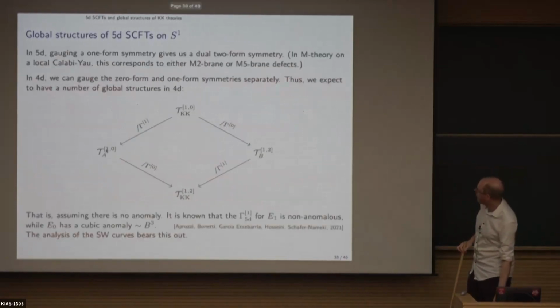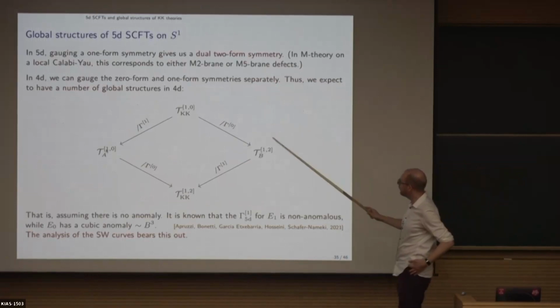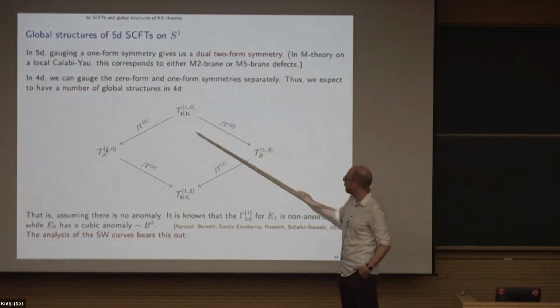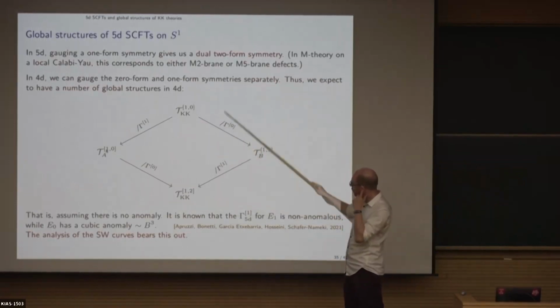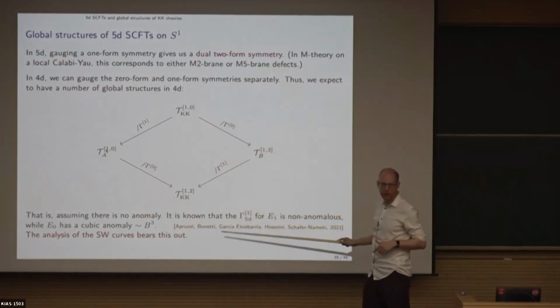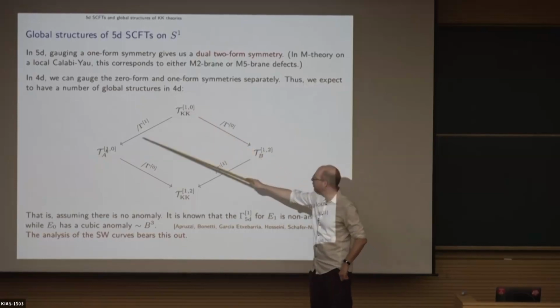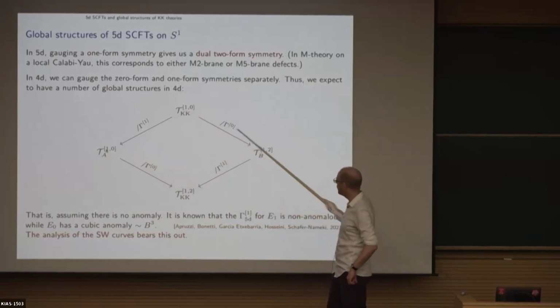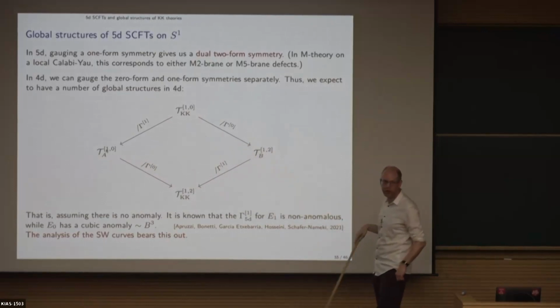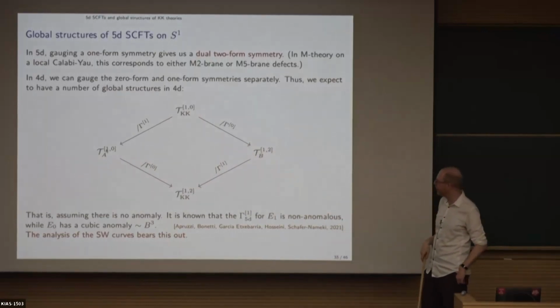Okay. So in principle, then, if I have no anomalies between those four-dimensional one-form and zero-form symmetry, I should be able to gauge them independently and do this kind of picture. So I can start with a so-called electric theory, which has a one-form symmetry and a zero-form symmetry, and I can gauge the one-form symmetry and then the zero-form symmetry or vice versa. And so I get at least four theories doing this kind of game.